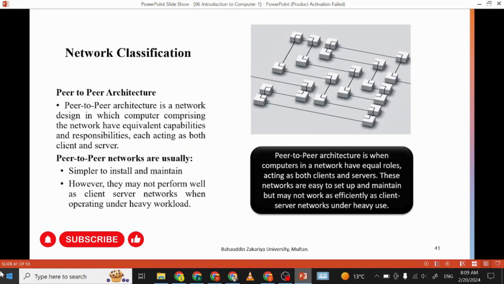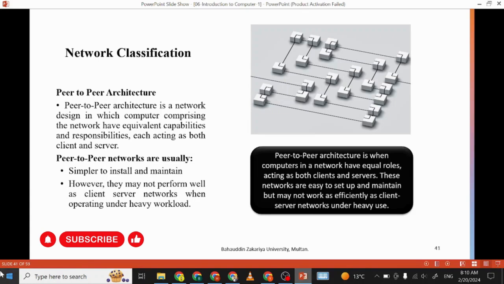Peer-to-peer architecture. Peer-to-peer architecture is a network design in which the computers comprising the network have equivalent capabilities and responsibilities, each acting as both client and server. Peer-to-peer networks are usually simpler to install and maintain. However, they may not perform as well as client-server networks when they are operating under heavy workload.